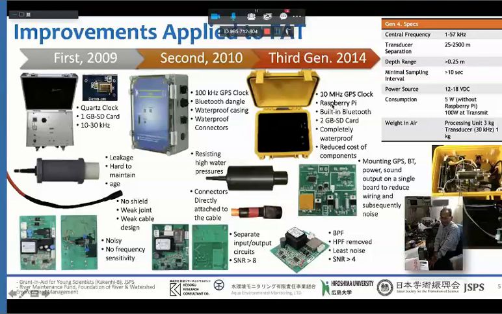And then we added a Raspberry Pi. A Raspberry Pi, for people who don't know, is a credit card size computer. So it allowed us to connect the system to a cellular network and send the data to a cell phone network at the same time. It meant that you can actually measure the flow velocity in real time.